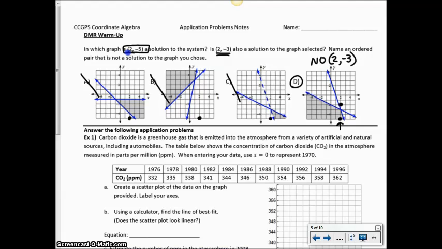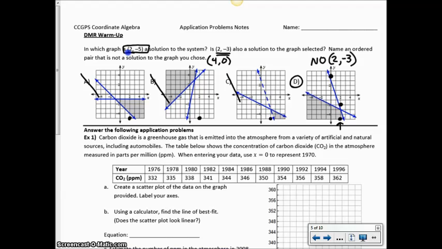Okay? So then it says name an ordered pair that is not a solution on the graph you choose. Well, if we do 4, 0, that is not a solution. So I'm going to write it next to the question. So 4, 0 would be not a solution either.